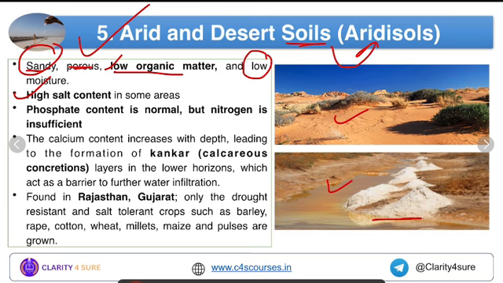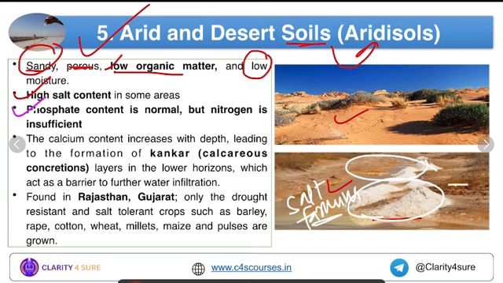The next point is they have high salt content in some areas. You can see this picture. The salt content is so high that in some areas the farmers perform salt farming. The salt is literally extracted from the soil. So you can imagine the concentration that could be there in the soils. The phosphate content is normal, but the nitrogen is insufficient because of the low organic matter.